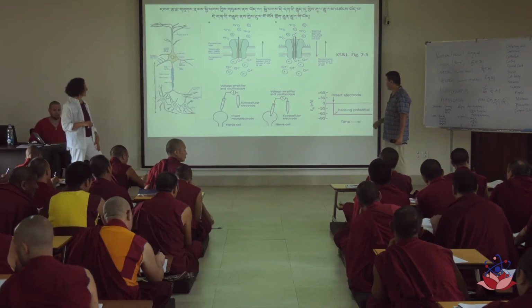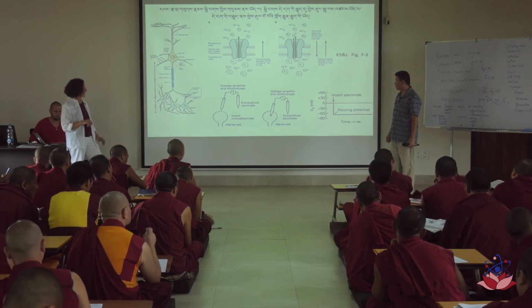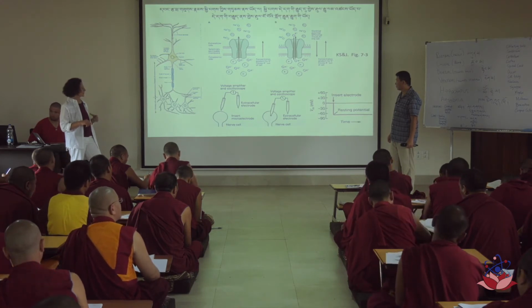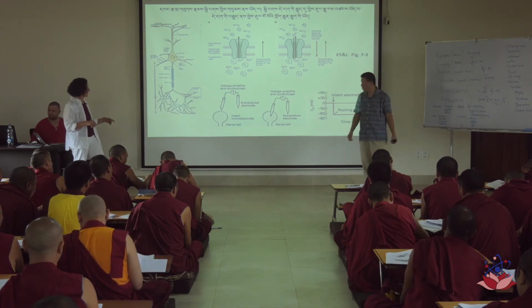So if you have a device that can measure voltage differences, if that device is just sitting outside the cell, then it registers at 0. There's no potential difference between these two electrodes.